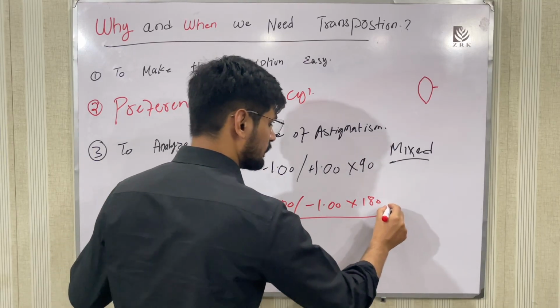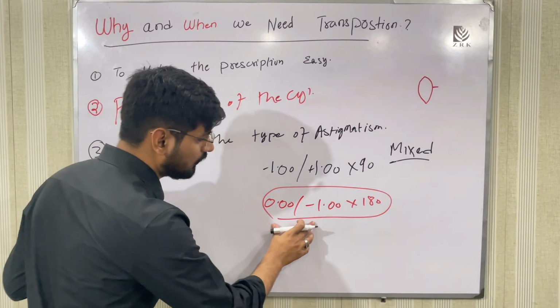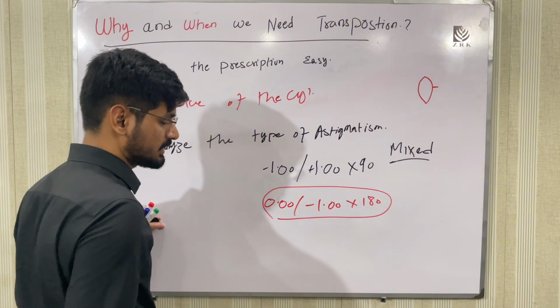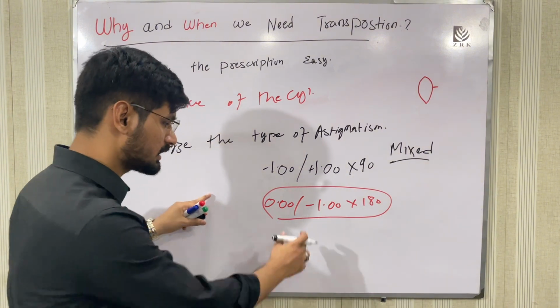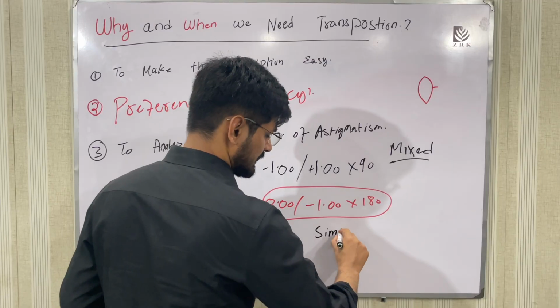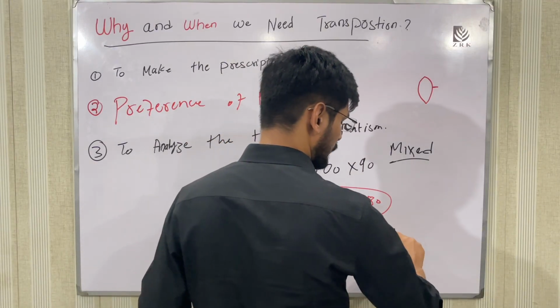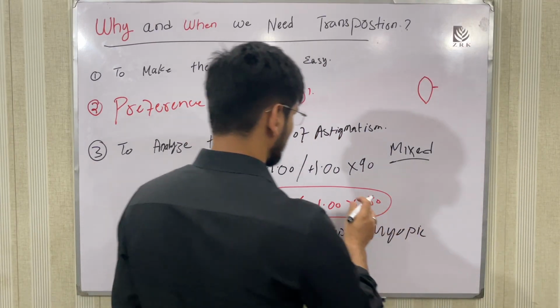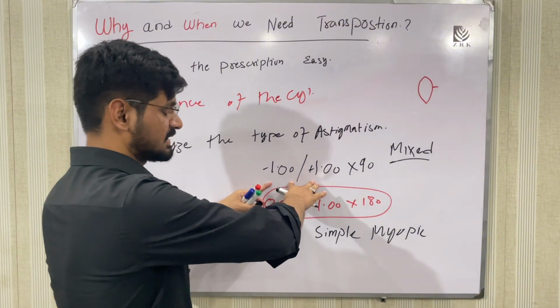At the axis of 180 degree. So now after transposing, what is the type of astigmatism? What is the type of astigmatism? This is a simple myopic astigmatism. Simple myopic astigmatism. But here it looks like a mixed astigmatism.